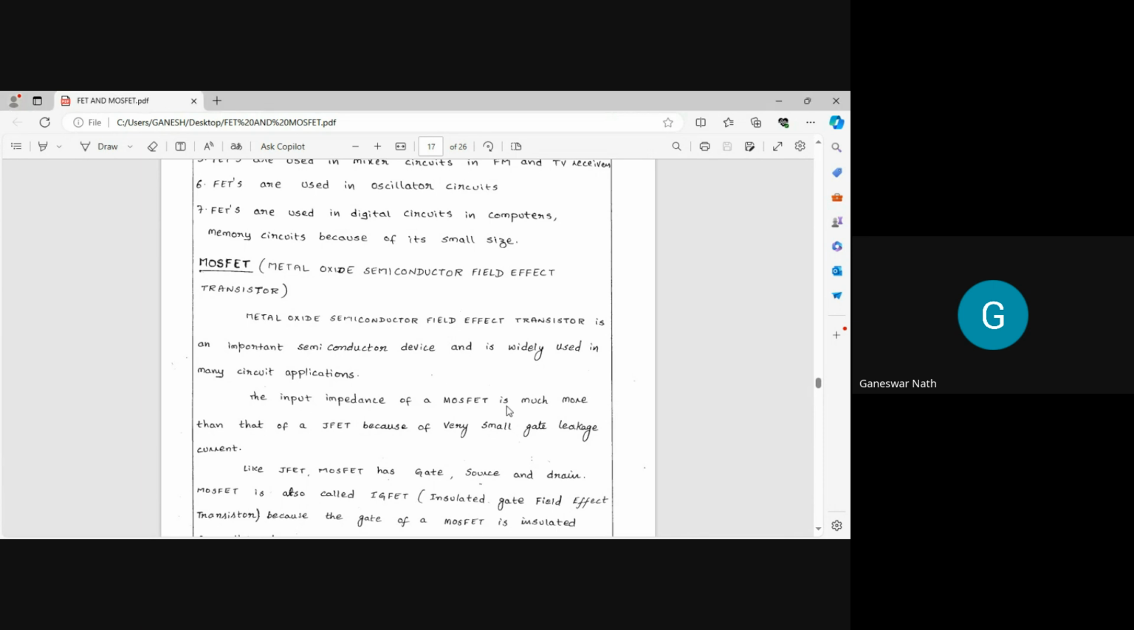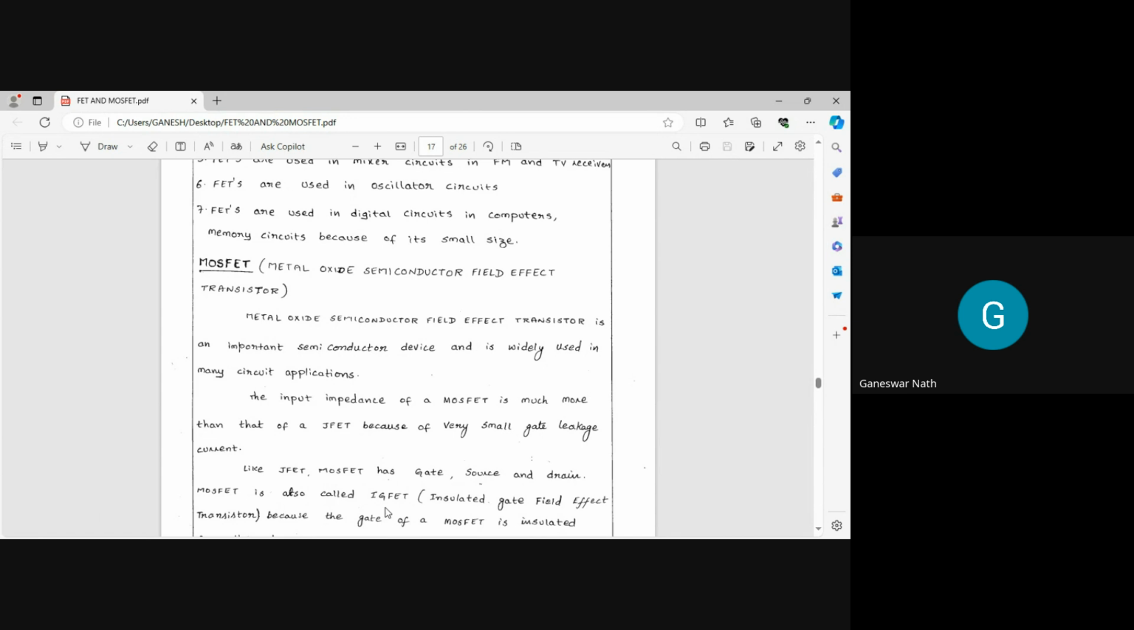Okay. So here you can find the input impedance of MOSFET is much more than that of the JFET because of the very small gate leakage current. So naturally you can find the input impedance of the MOSFET is much more than that of the JFET due to the small gate leakage current. Like JFET, MOSFET has gate, source and drain. MOSFET is also called insulated gate field effect transistor.